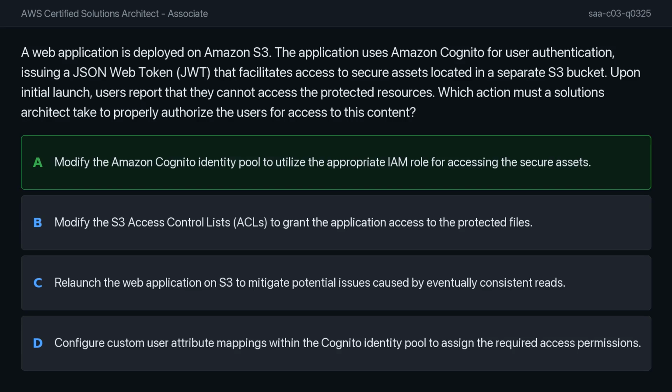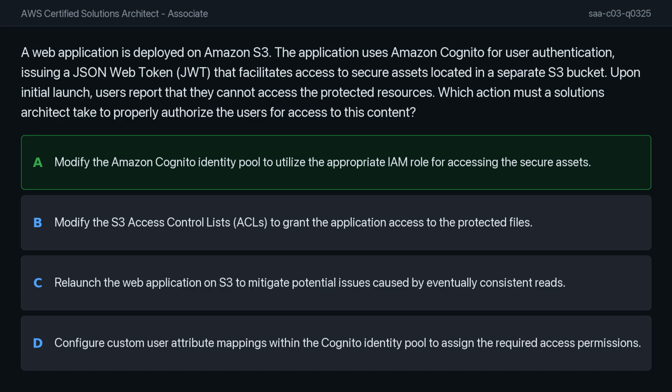In my view, the correct answer is option A. Amazon Cognito identity pools are specifically designed to enable users to exchange authentication tokens for temporary AWS credentials. These credentials are tied to specific IAM roles, which define the permissions a user has within the AWS environment. By updating the identity pool to assume the correct IAM role, the user's application receives the necessary permissions to perform operations on the protected S3 bucket.